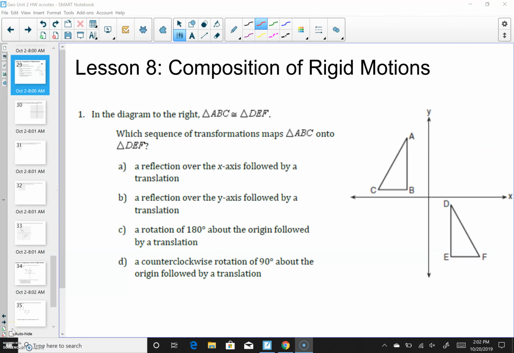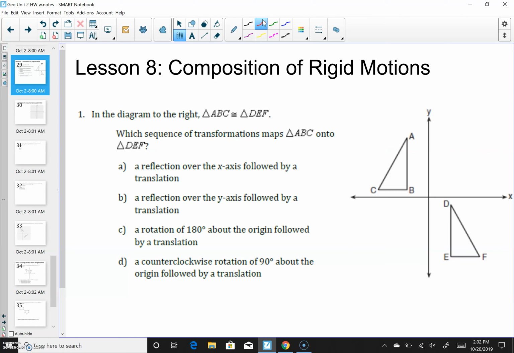For Lesson 8's homework, Composition of Rigid Motions, we want to look at what happens when we put two or more of our rigid motions together. In the diagram to the right, triangle ABC is congruent to triangle DEF, so we know we're talking about translations, reflections, and rotations. Which sequence of transformations maps ABC onto DEF?